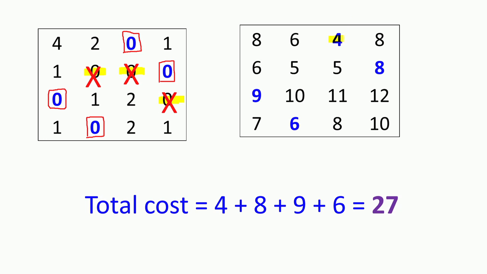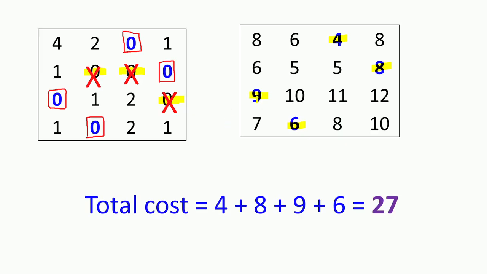So the positions where the assignments have been made, the costs are shown here. So the cost of the assignment is 4 plus 8 is 12, 12 plus 9 is 21, 21 plus 6 is 27, which is the total cost corresponding to the optimum solution.